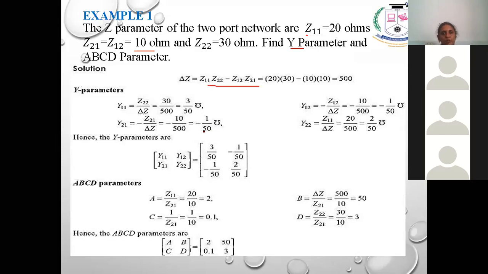Next, you have to find the ABCD parameter values. Find out the formula for A in terms of Z. A will be equal to Z11 by Z21. C is equal to 1 by Z21. B is del Z by Z21 and D is Z22 by Z21. So A is equal to 20 by 10, that is going to be 2. See, both the parameters are impedances, so you will not have any unit here. That is more important. Next, C value will be equal to 1 by 10, 0.1. B value is 500 by 10, 50, and D value is 30 by 10, 3. That has been written in the matrix form.